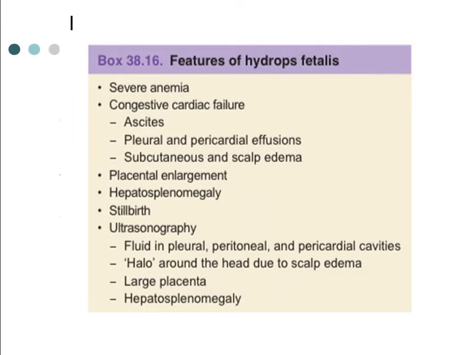So what are the features of hydrops fetalis? Hydrops fetalis develops in cases where there is a severe anemia. Then there is congestive cardiac failure. The heart is failing because of the excessive load. Then this cardiac failure gives rise to ascites, pleural and pericardial effusion, subcutaneous and scalp edema, placental enlargement, hepatosplenomegaly. All this gives rise to stillbirth.